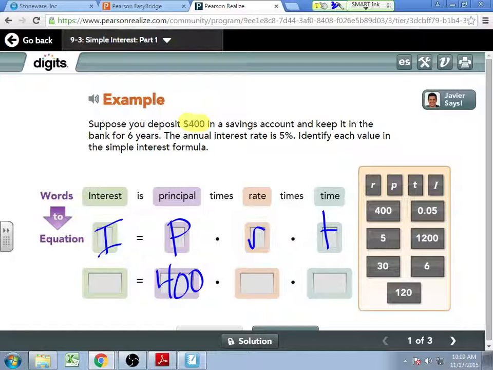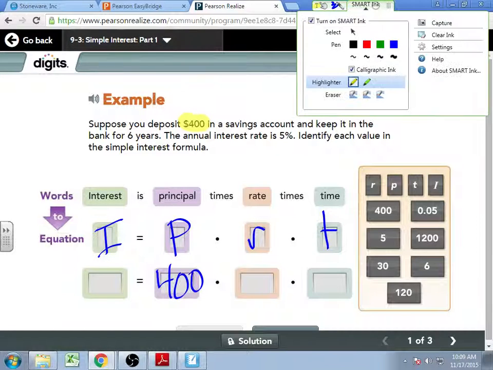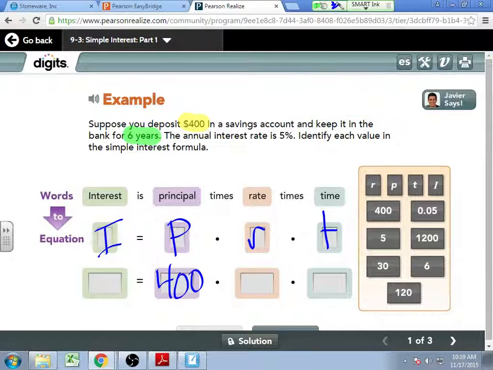Carrie, what is your rate here? So we know we started with $400. It's going to be in there for 6 years. Thank you. It's 5%, but we must use the decimal form, so it's 0.05.